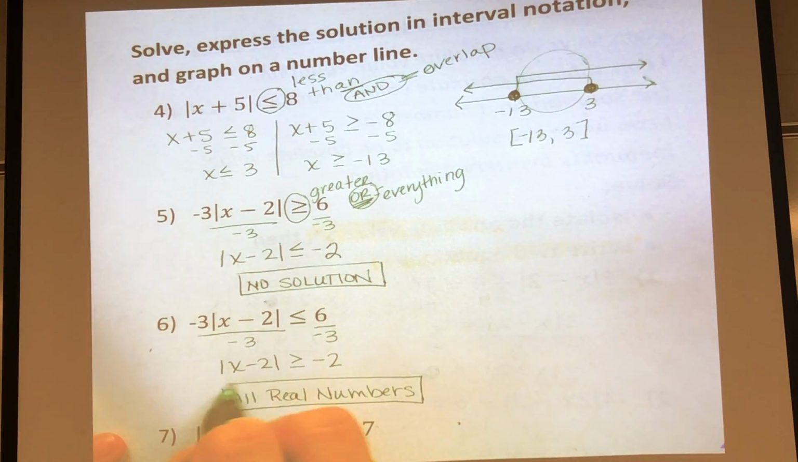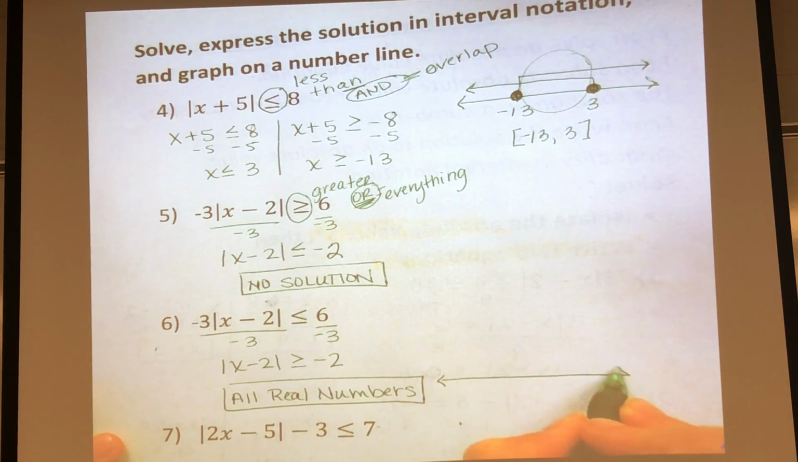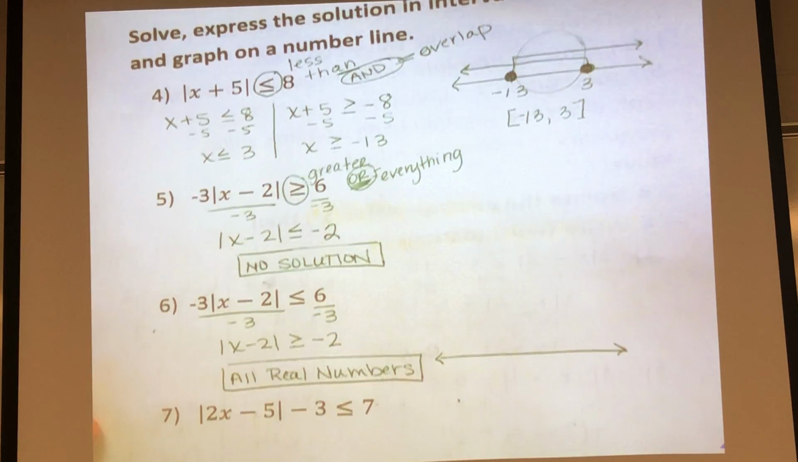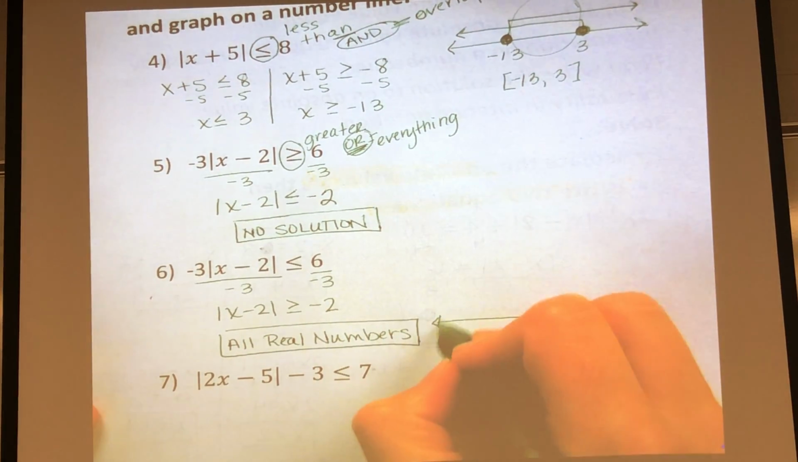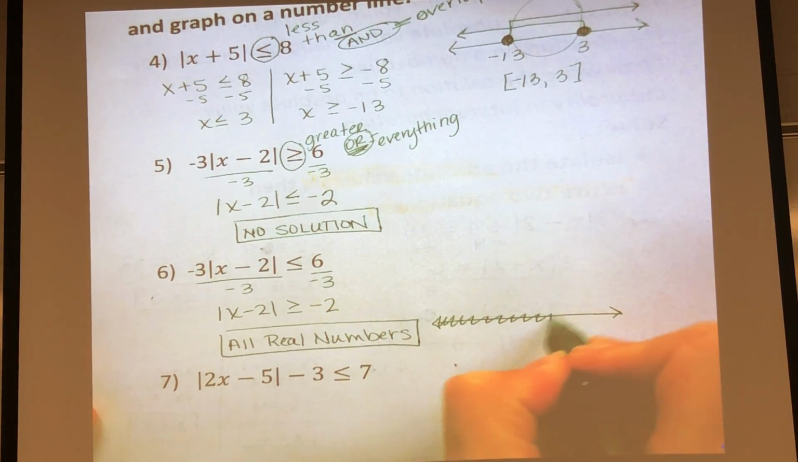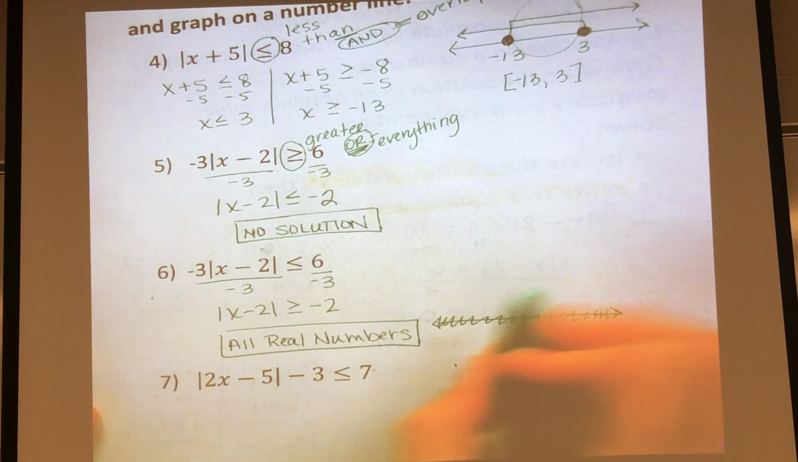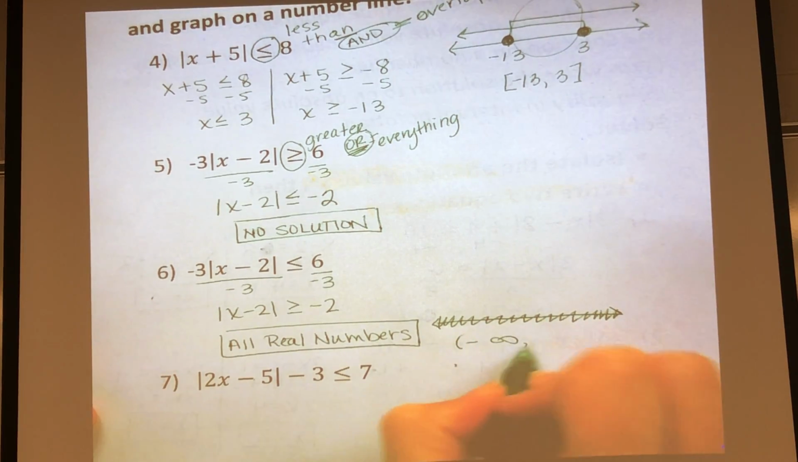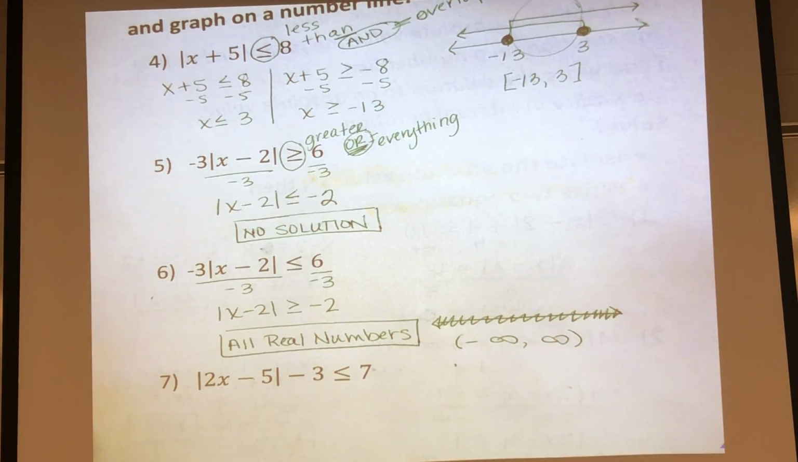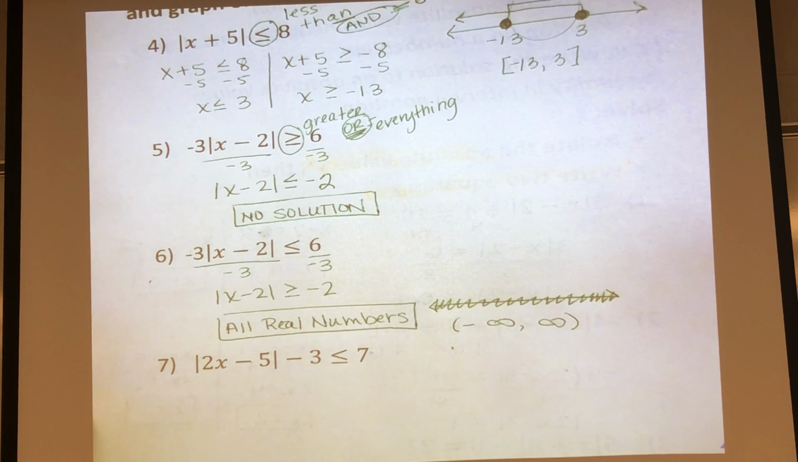Now, when it's all real numbers, we can actually graph that on a number line. When it's no solution, there's nothing to graph. But all real numbers means we'd shade in the entire number line. And in interval notation, we would represent that as negative infinity to positive infinity. All right, number 7 is our last one. Go ahead and give it a try. Push pause, solve it out, come back and check it.